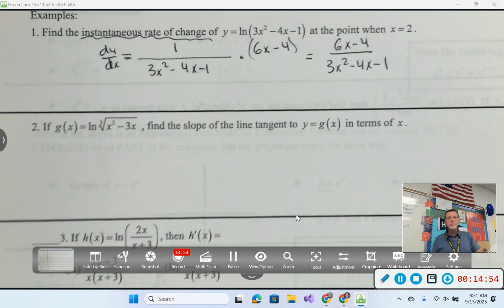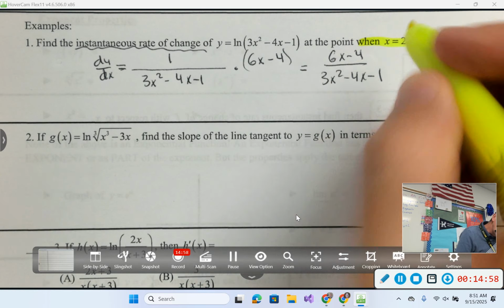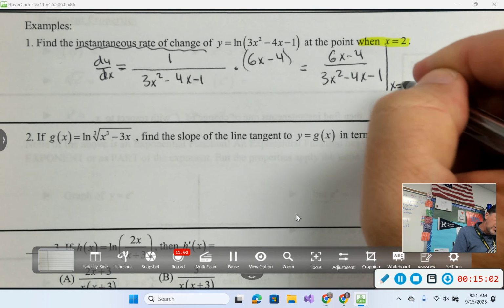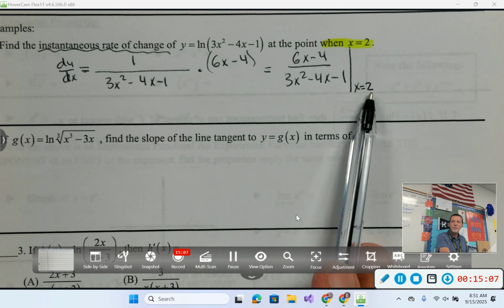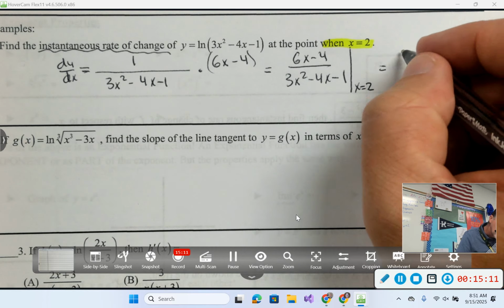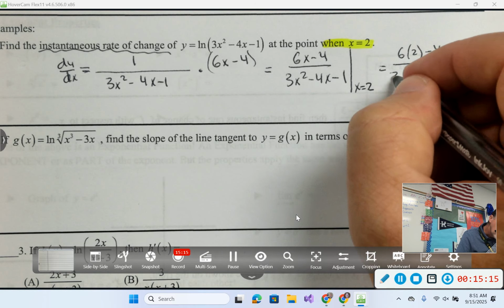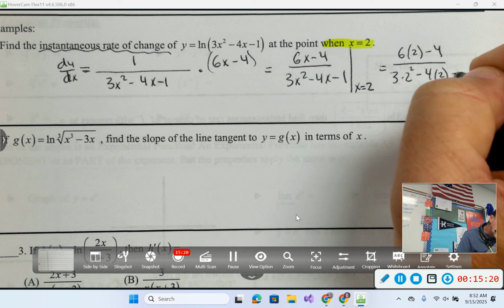Oh, why am I not done with that problem? Yep, when x equals 2. So I haven't used this much, but that evaluate bar, if you put a line and then x equals 2, that means I'm about to plug in 2 and see what happens. So 6 times 2 minus 4 over 3 times 2 squared minus 4 times 2 minus 1.